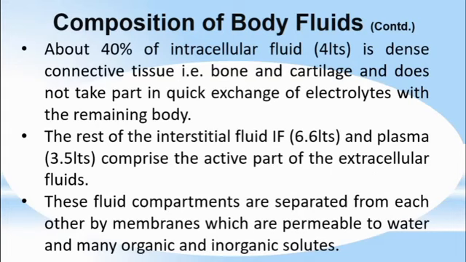About 40% of the interstitial fluid, that is around 4 liters, is in dense connective tissue, that is bone and cartilage, and does not take part in quick exchange of electrolytes with the remaining body. The rest of the interstitial fluid, that is 6.6 liters, and plasma, that is 3.5 liters, comprise the active part of the extracellular fluid. These fluid compartments are separated from each other by membranes, which are permeable to water and many organic and inorganic solutes.